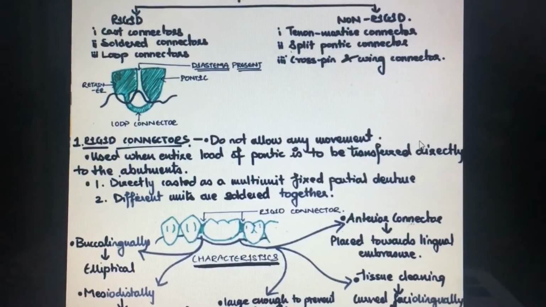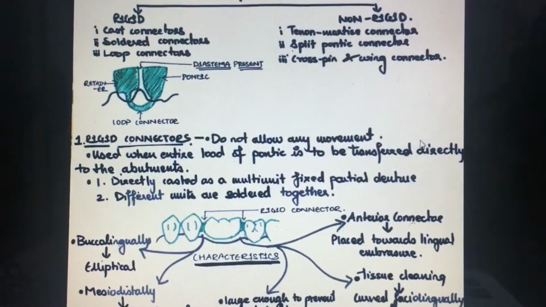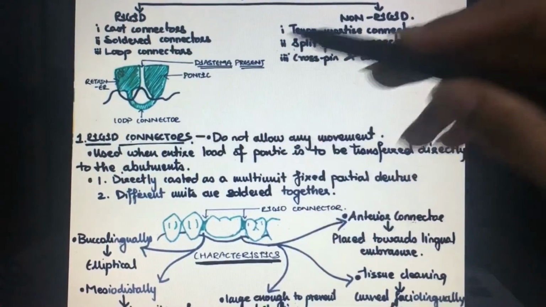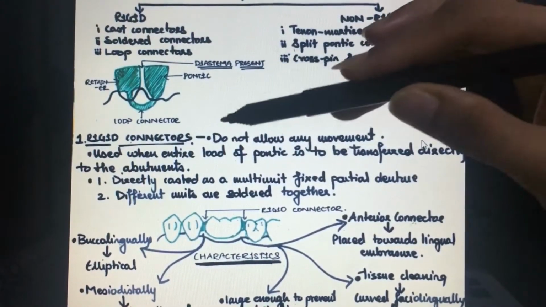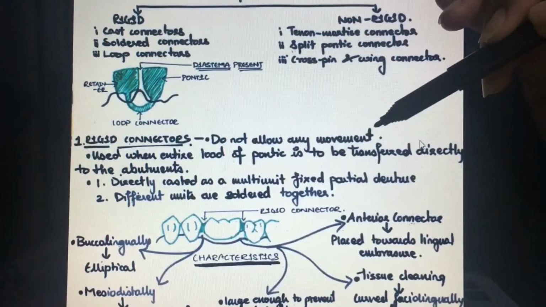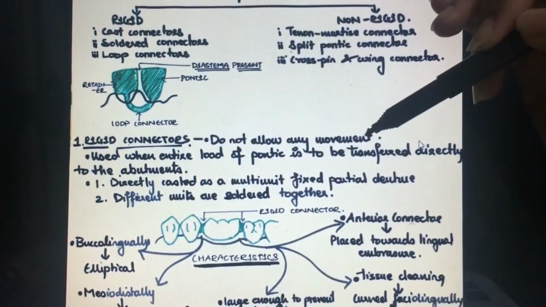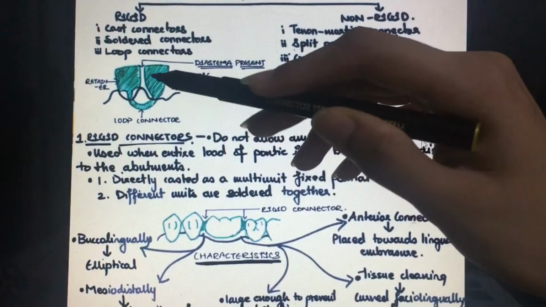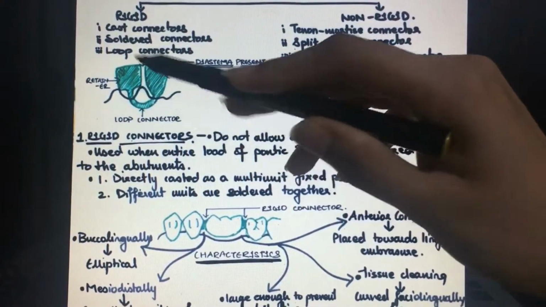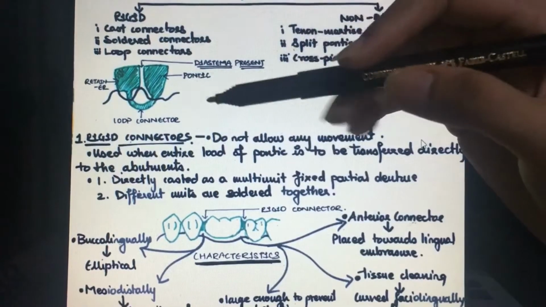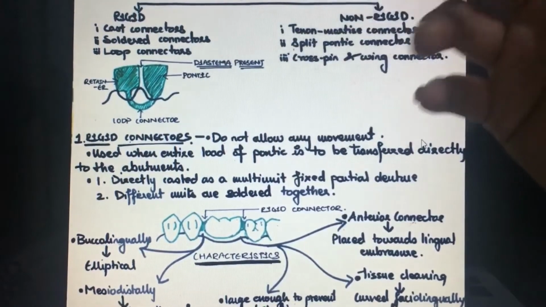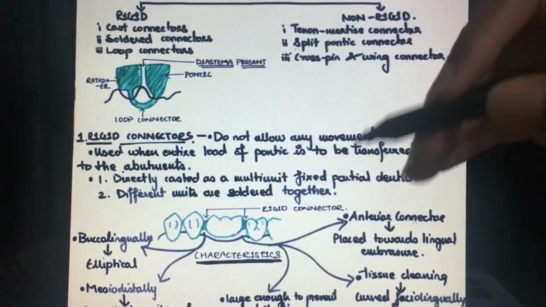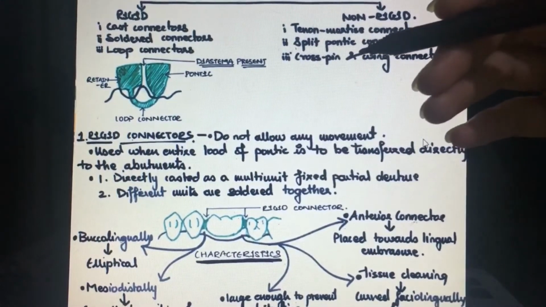Now what are the characteristics, and what is basically a rigid connector? A rigid connector doesn't allow any movement of the pontic and the retainers. It is used when the entire load of the pontic is to be transferred directly to the abutments. Secondly, this is directly casted as a multi-unit fixed partial denture. All different units are soldered together, as I told you previously.